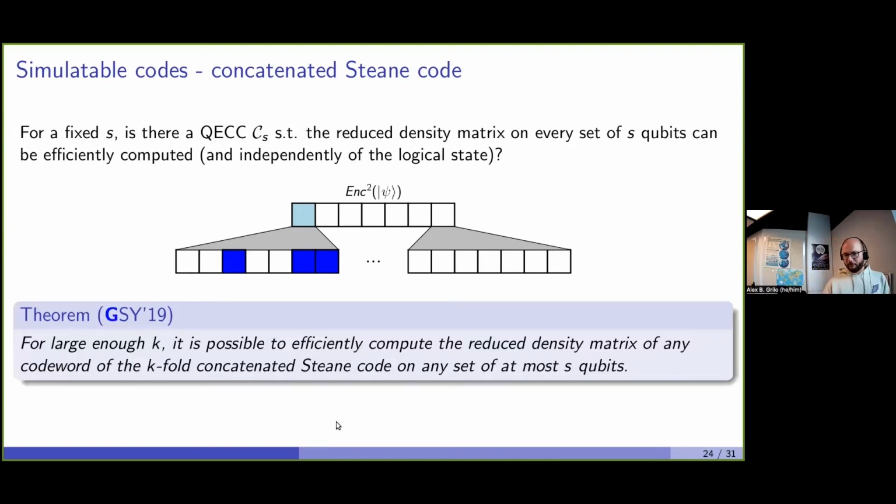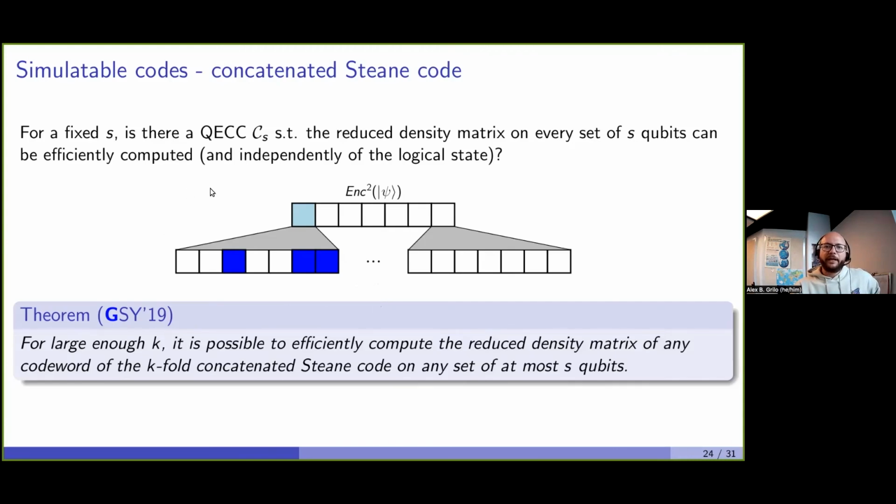Okay, and what we showed in this result with Slofstra and Yuen is that for large enough K, it's possible to compute the reduced matrix of any code word of the K-fold concatenation code on any set of at most S qubits, where S is linear in K. So S is order of K. Just to summarize, we can construct error correcting codes for which you can output the classical description of all code words on at most S qubits, and in particular, the reduced matrices are independent of the encoded state.